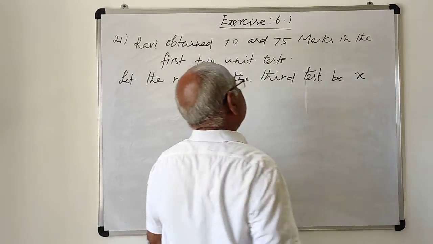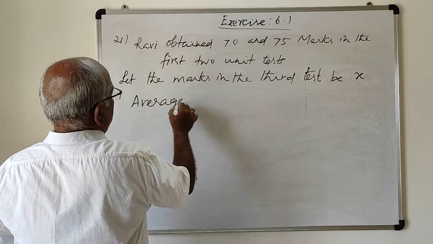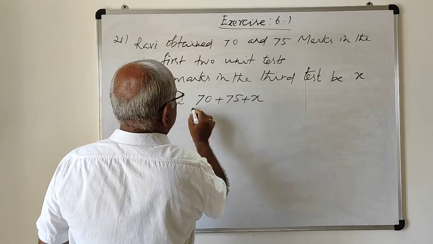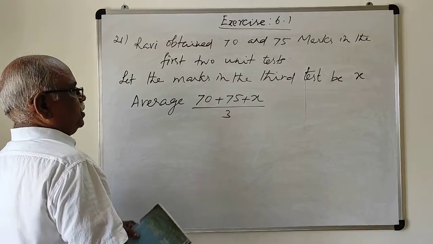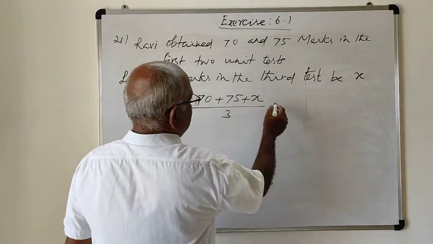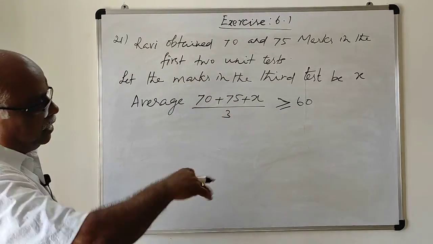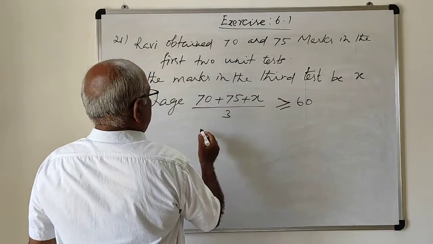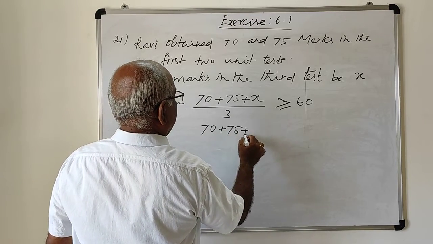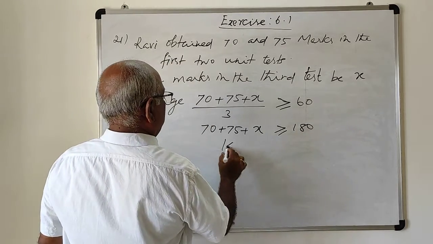So the average mark in the three unit tests is (70 plus 75 plus x) divided by 3. He should have at least 60 marks. Therefore, it is greater than or equal to 60 marks. At least means 60 and above. So this is 70 plus 75 plus x should be greater than or equal to 180.